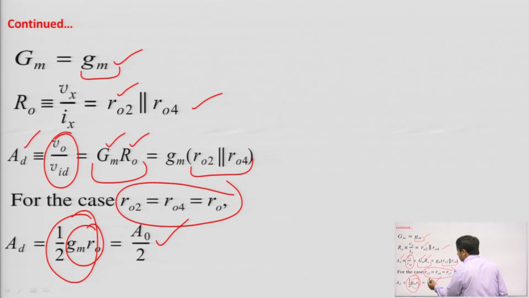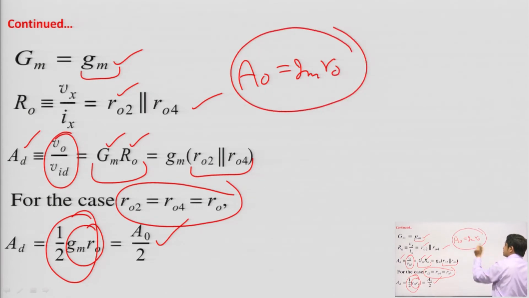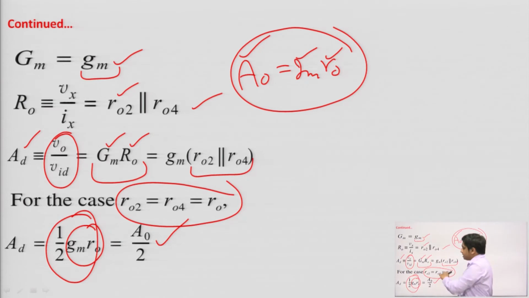This gm r naught can be written as A naught. This A naught is called the intrinsic gain of the MOSFET. gm is the transconductance of the MOSFET, and r naught is the output resistance of the MOSFET. So, these are the results of the differential amplifier with active load.